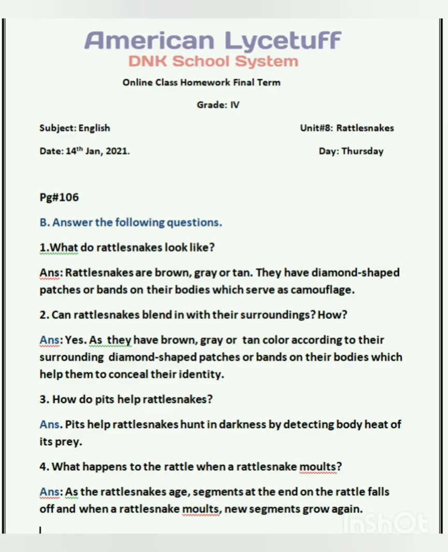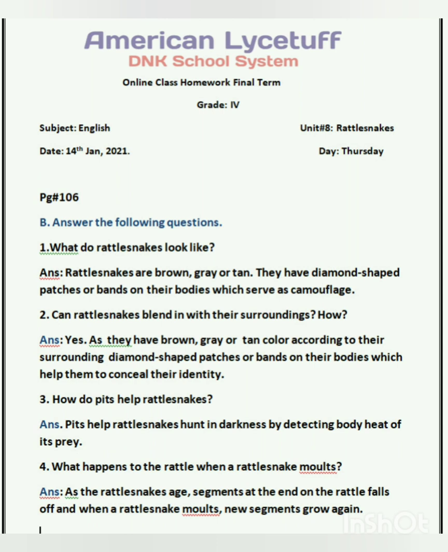Now talking about the question answers. We have first question over here: what do rattlesnakes look like? So the answer is, rattlesnakes are brown, gray or tan. They have diamond shaped patches or bands on their bodies which serve as camouflage. The second question is, can rattlesnakes blend in with their surroundings? If yes, then how? The answer is yes, as they have brown, gray or tan color according to their surrounding. Diamond shaped patches or bands on their bodies help them to conceal their identity.